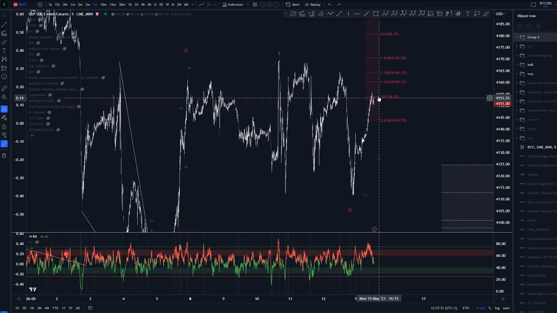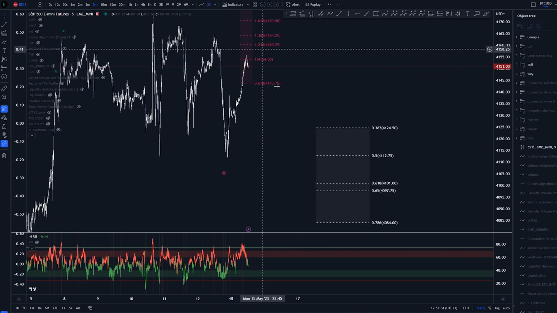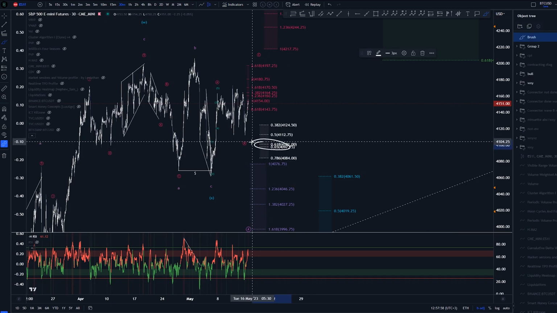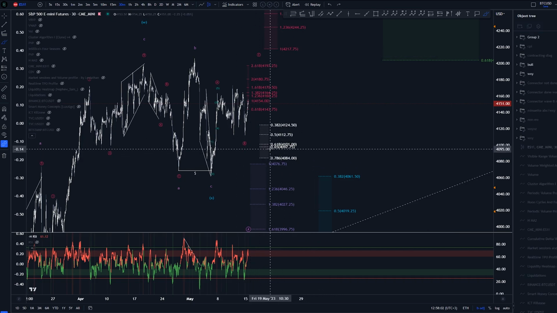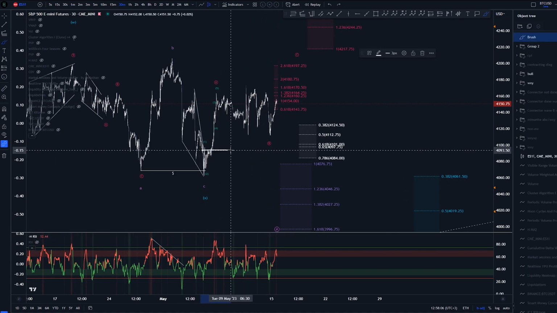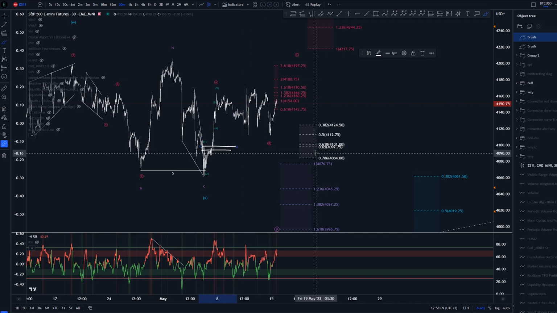But we'll see if this is going to be the rejection point of us coming down back or not. If it comes back here, this would be another area of interest here, around $4,100, with some kind of structural support just below it. So it could be an area of interest for sure.